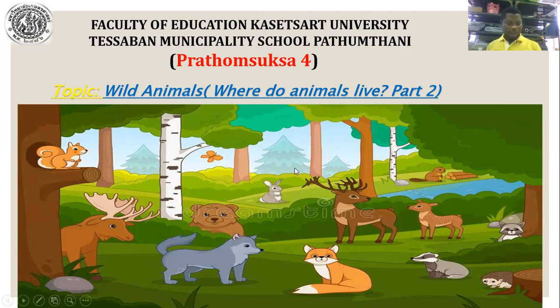What animals can you see on this slide? First of all, how many animals are there altogether? Let's count. 1, 2, 3, 4, 5, 6, 7, 8, 9, 10, 11, 12. 12 animals altogether. What else can you see on this slide? You can see the trees. They are green and so beautiful, isn't it?